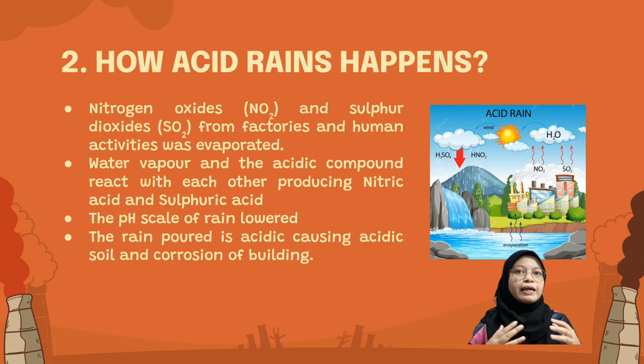So, when this happens, the pH scale of the rain is 4.5 and below. When the rain is poured down, it will cause the soil to become more acidic and also cause corrosion of buildings and metals. Now I will pass this to Adam.